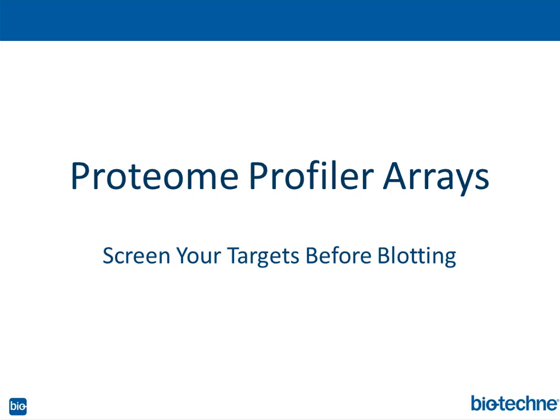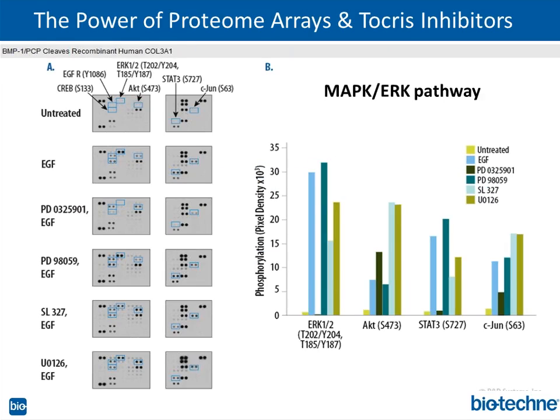So let me just quickly introduce this concept to you, which I think could be a nice complement to a Western blot, say upstream of your Western blot. This is a very simple experiment. A breast cancer cell line, T47D, I believe, and we grew them up, and then we treated them with EGF. This is a phosphokinase array, and then we treated them with EGF to stimulate the EGFR receptor.